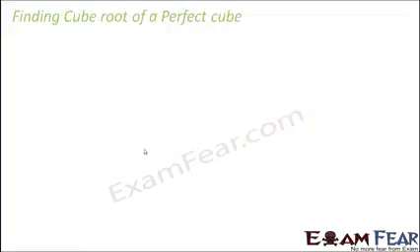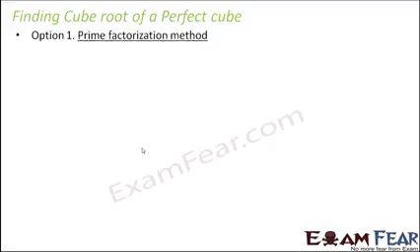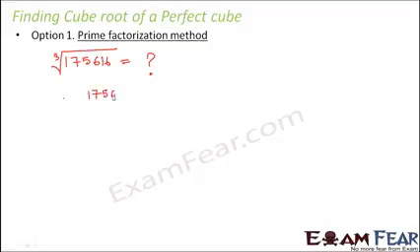Now the question is, how do we find the cube root of a perfect cube? Our first option still remains the same: the prime factorization method. Let's take an example. Let us suppose that you have this number 175616, quite a big number, and you have to find its cube root. So we prime factorize the number.